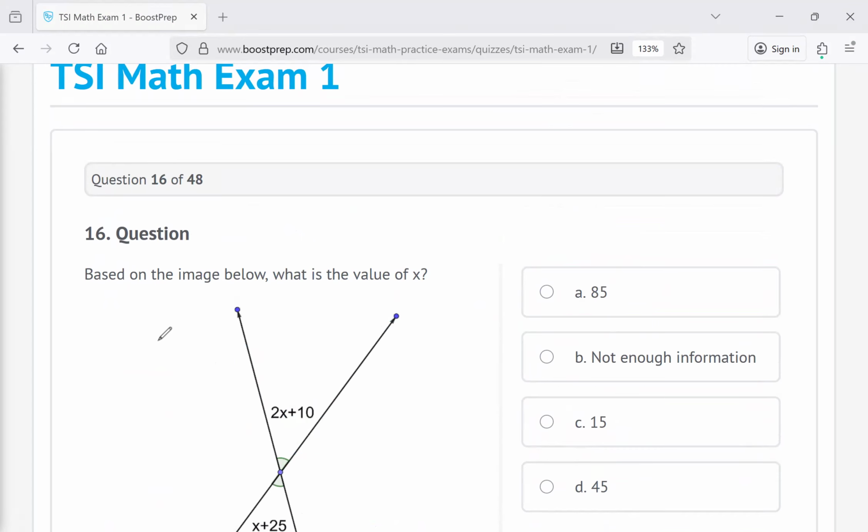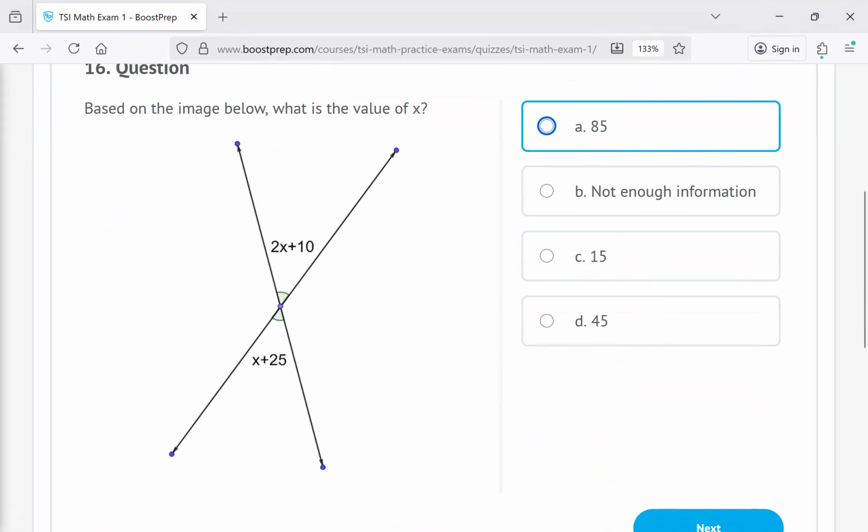Okay, 16. Based on the image below, what is the value of x? So this is a little bit of a geometry problem. What is the relationship between these two angles? Yes, they are congruent. So angle 2x plus 10 is congruent to angle x plus 25. Why are they congruent? Because they are vertical angles, and all vertical angles are congruent.